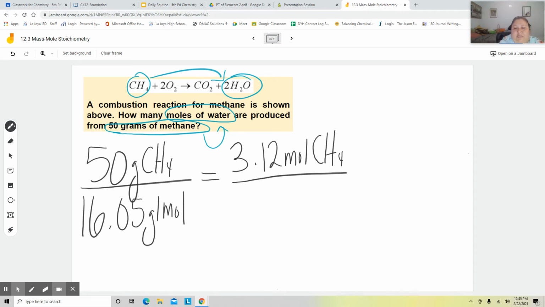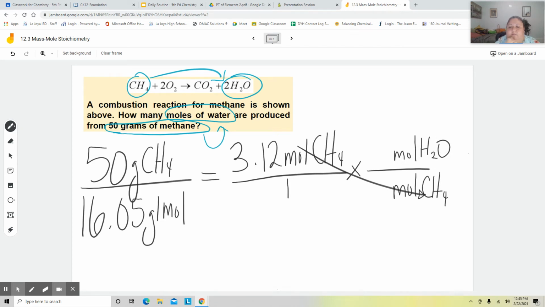So then you're going to put a line, 1 times, and then a line, and then you're going to draw the arrow to help you remember how to cancel methane. So I'm going to put moles of CH4 and then moles of water on top. Okay, so now look at the reaction. How many moles of methane? How many moles of water? And where do they go?